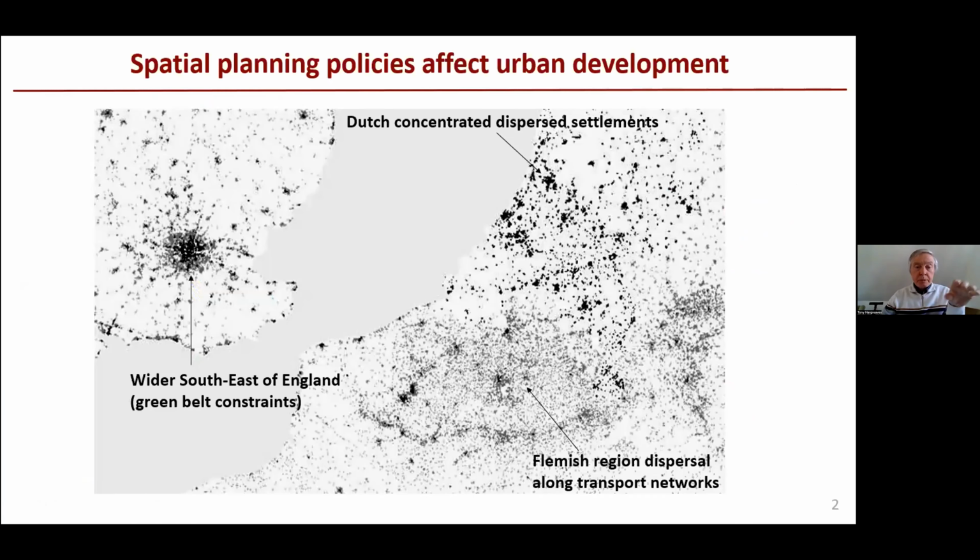So spatial planning policies affect urban development over the long term. So you can see on the left is the southeast of England. You can see London has a green belt which keeps the city relatively compact, whereas in the Netherlands they also have planning policies which keep settlements compact, but they have smaller cities that are more dispersed. And in the Flemish area, you can see that a lot of the development is along the transport networks with lots of small settlements. So you can see different policies have different long-term outcomes.